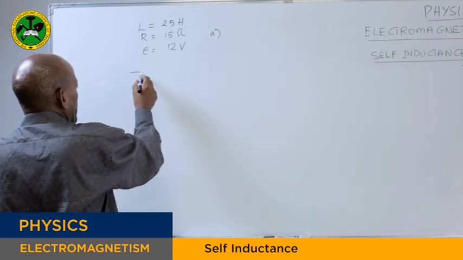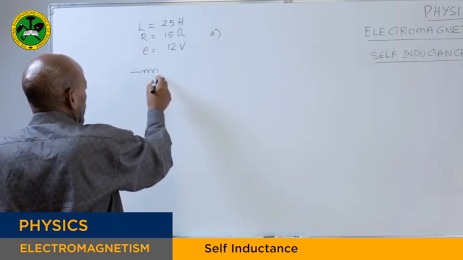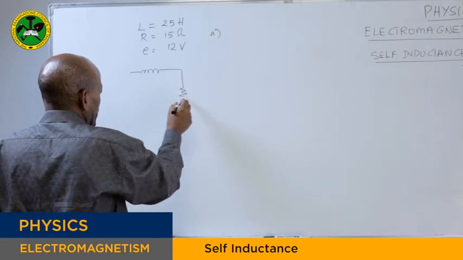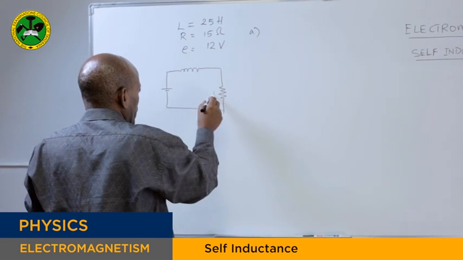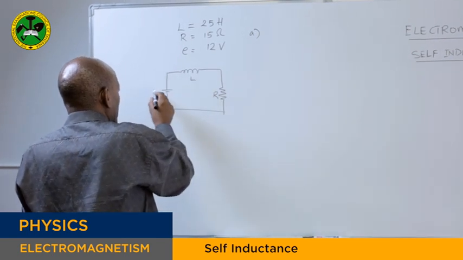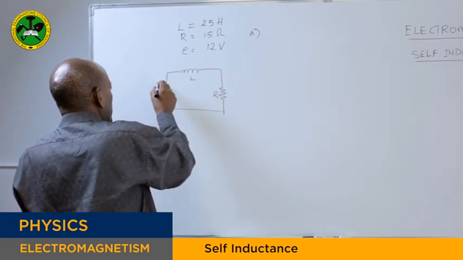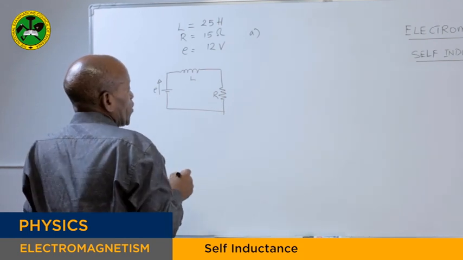know that here we are talking about an inductor and a resistor connected to a battery. So this could be a resistor, this could be an inductor, and this could be a battery producing an EMF of that value.